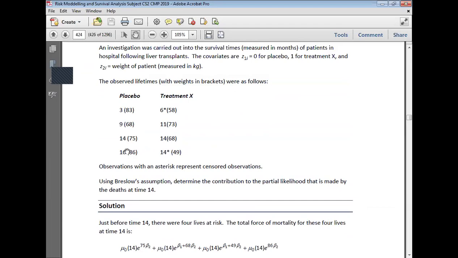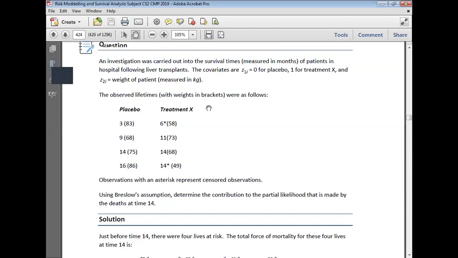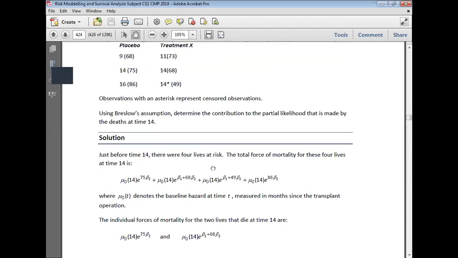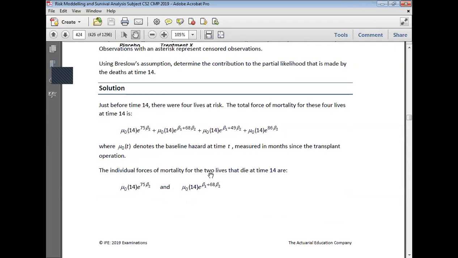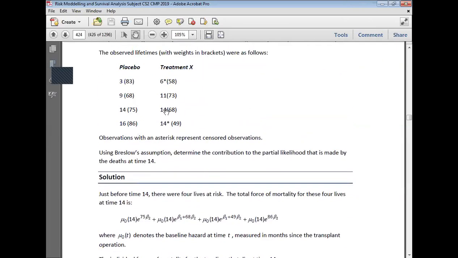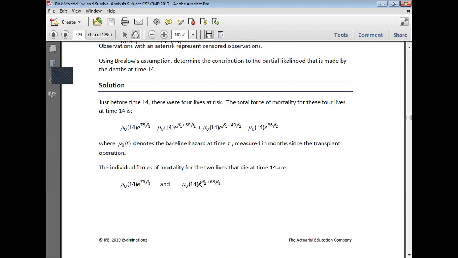So for these 2 people, you will have to consider the placebo, which takes a value 0. So the only thing that you're going to have in the hazard function is the weight, which is here. And for the next guy, who dies again at time 14 from the start of investigation, was given the treatment. So here, if you see, we have beta 1 here and 1 for the treatment, which they haven't written.